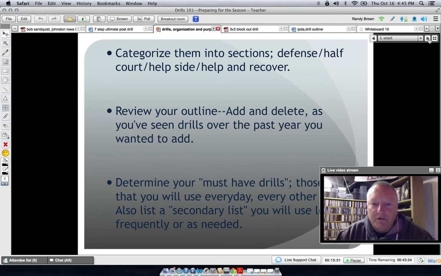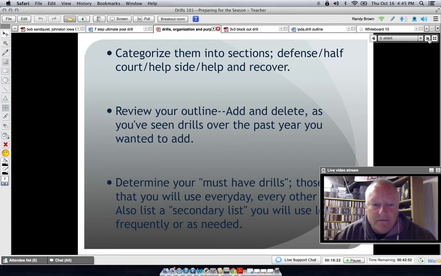Next, review your outline during the season, before the season, with your staff. Don't be afraid to add and delete drills. Don't hang on to drills just because you've always done them, or your high school coach ran it, or you saw them at clinics. Have a very definite purpose behind why you run a particular drill. So continue to revise it. Add and delete. Make it relevant to you and your program.